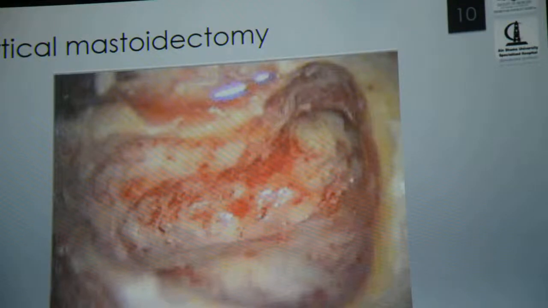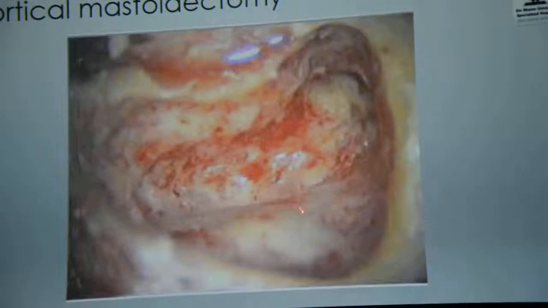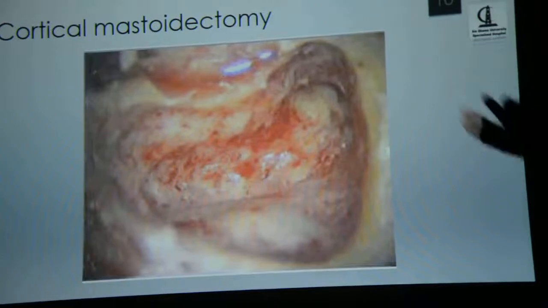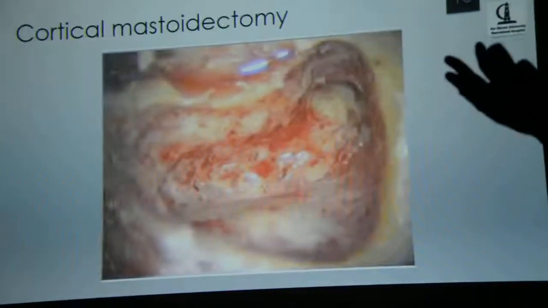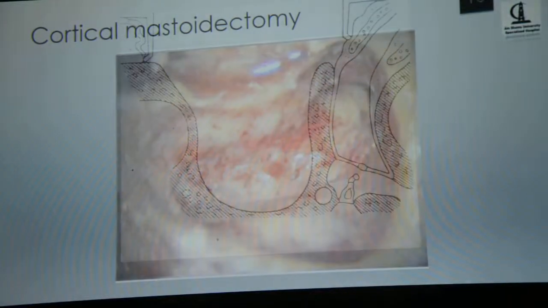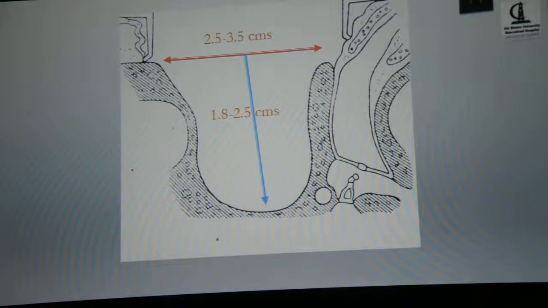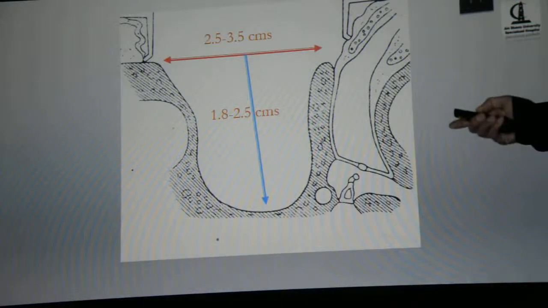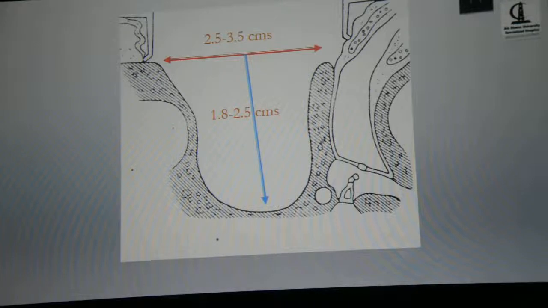I can have air cells here beyond the sigmoid sinus, but the important distance is between the posterior meatal wall and the sigmoid sinus. Sometimes you have a huge, very well pneumatized mastoid, but if you look at the level of the sigmoid sinus, the distance between the sigmoid sinus and the posterior meatal wall is between 25 and 35 millimeters. It is not that big. So I have the mouth of my cortical mastoidectomy between 2 and 3 centimeters, and the depth between 2 and 2.5 centimeters.